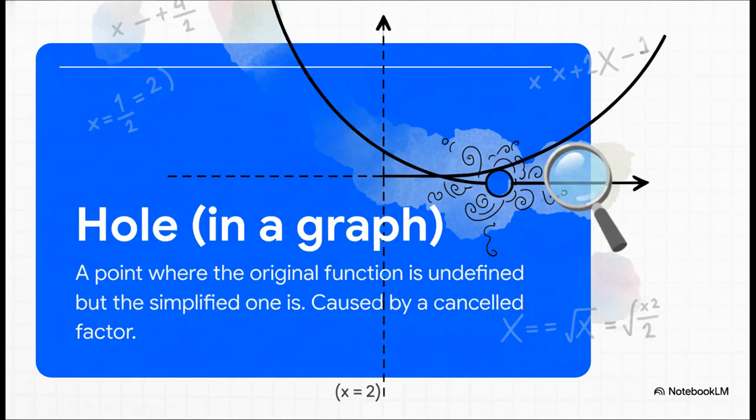So what is a hole? It's basically a single, tiny point where the original function is undefined, even though the simplified one is perfectly fine. It's caused by that factor we canceled out, because if you plugged that x value into the original function, you'd get 0 on the bottom, which is a big no-no. It's like a single missing pixel on an otherwise perfect screen.